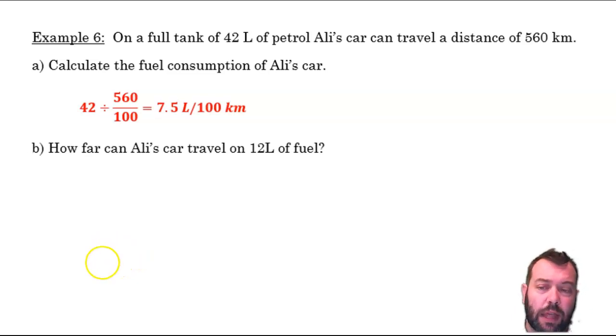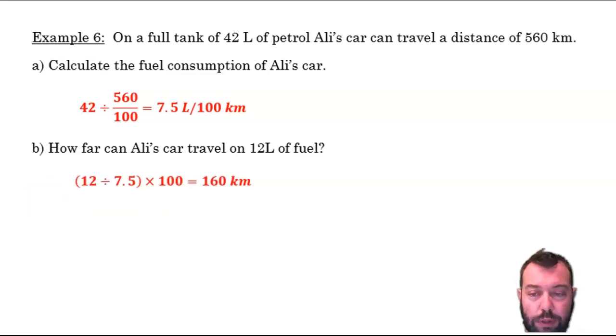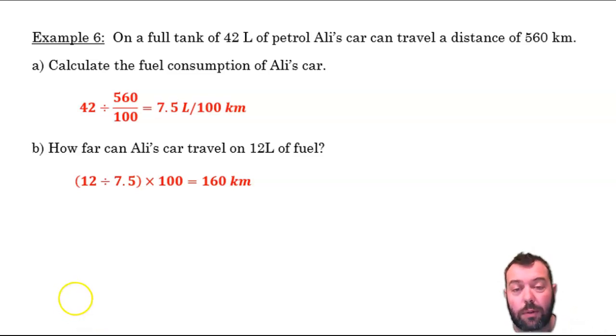The next part of this question, we're asked how far can Ali's car travel on 12 litres? Well, if we can do 100 kilometres on 7.5, we're going to do a little less than 200 on 12. So what we do is divide by the rate. 12 divided by 7.5 is going to tell us how many 100 kilometres we can go. Then we multiply that by 100 to give us the answer in kilometres, not hundreds of kilometres. And there we go, that's the 160, and as our common sense tells us, it was going to be more than 100 and less than 200.